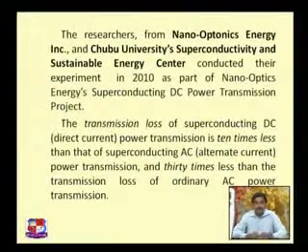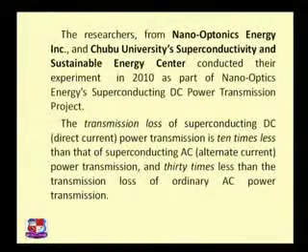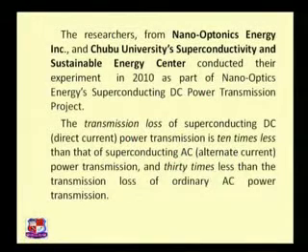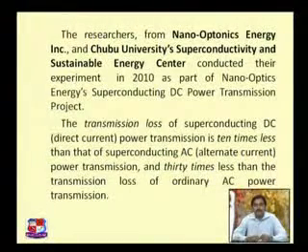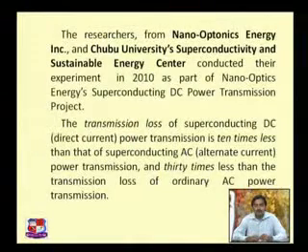In the same way, the Superconductivity and Sustainable Energy Center of the university also conducted one small experiment in 2010, and they established such a superconducting DC power transmission line, and they also observed comparisons or differences between the two lines we are using.